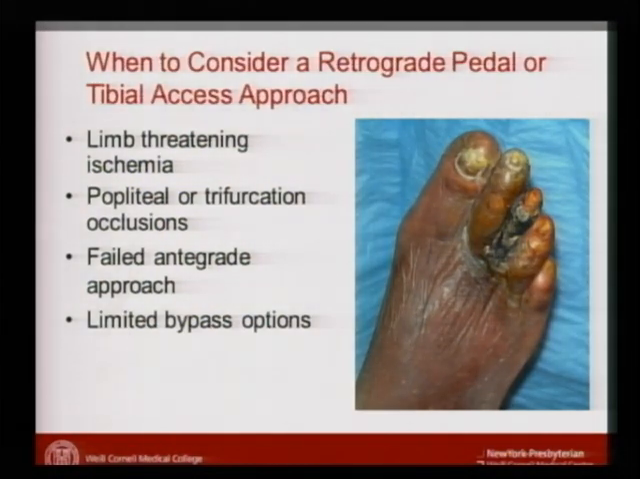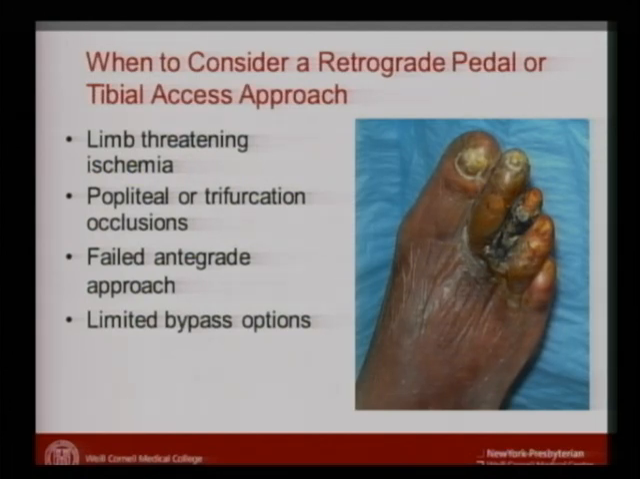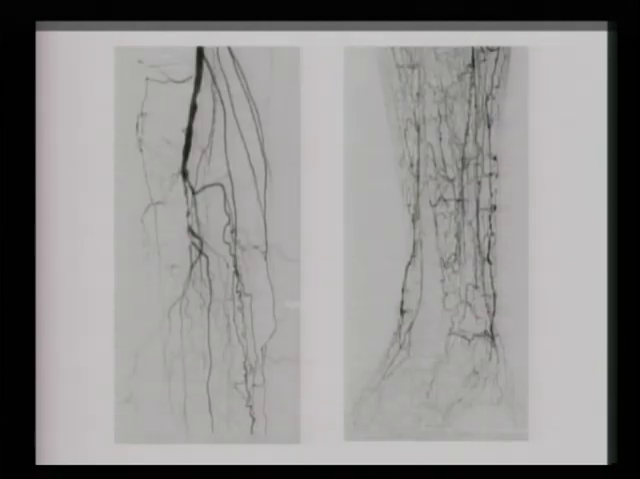So when should you consider a retrograde pedal or tibial access endovascular approach? In our practice, we usually limit this to the treatment of limb-threatening ischemia. It's most beneficial in patients who have complex popliteal or trifurcation occlusions that may be difficult to cross from an antegrade approach. Usually we try the antegrade approach first, and it's in those patients where we fail with an antegrade approach when we consider the retrograde direct pedal or tibial access, and usually also in patients who have limited bypass options, so it's important to accomplish an endovascular revascularization.